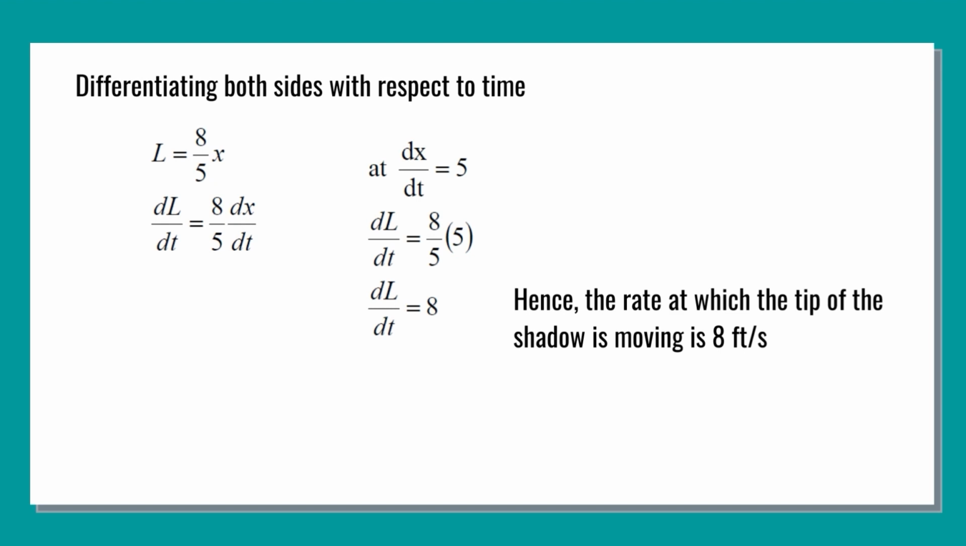Differentiating both sides of the equation with respect to time, from L equals 8 over 5 x, this is equivalent to dL over dt equals 8 over 5 dx over dt. Now, substituting dx over dt, which is equal to 5, we arrive at a value for dL over dt, which is 8 feet per second. So hence, the rate at which the tip of the shadow is moving is 8 feet per second.